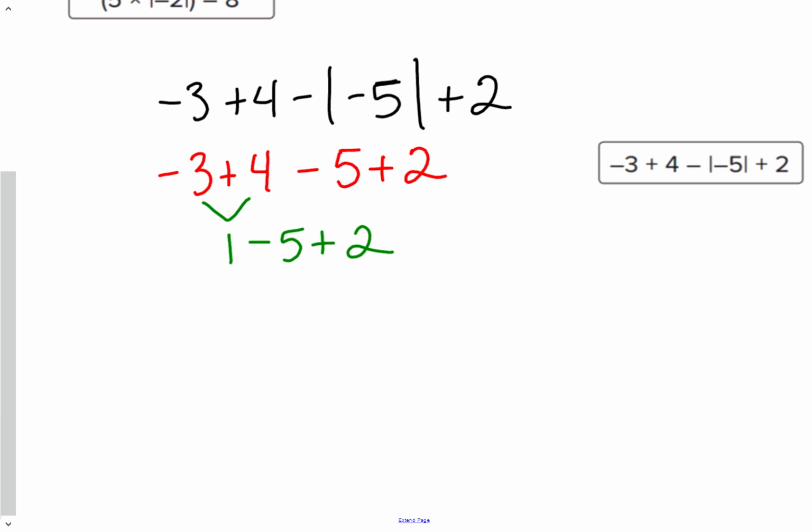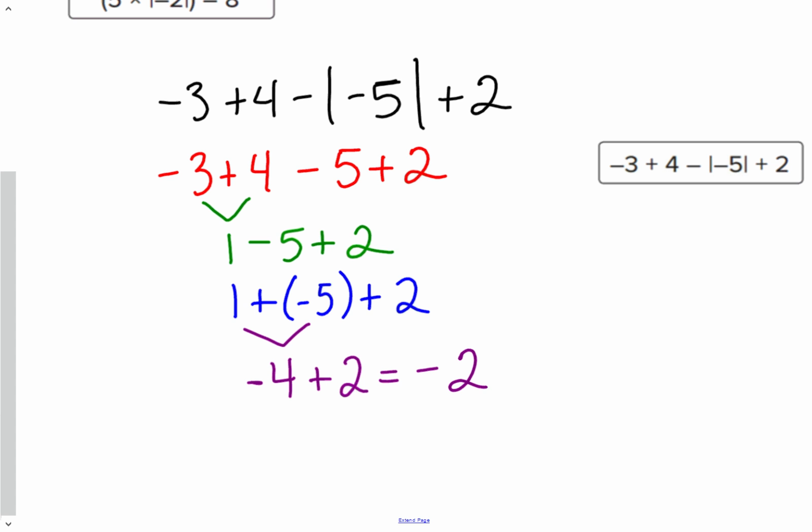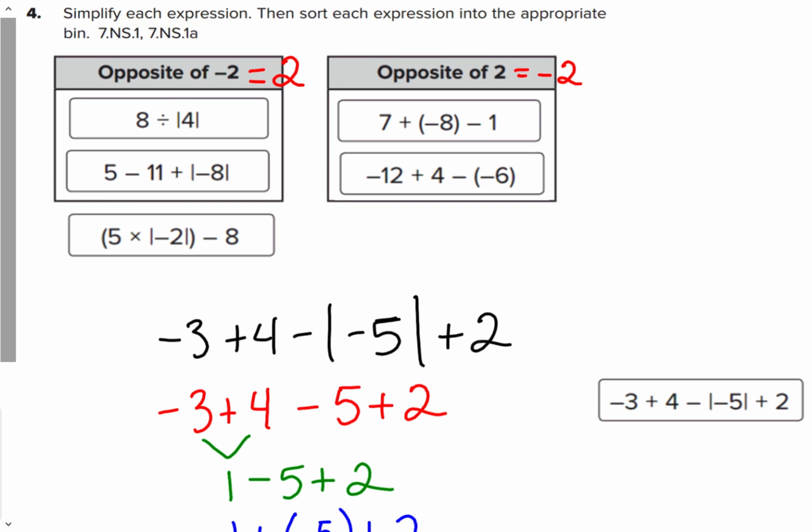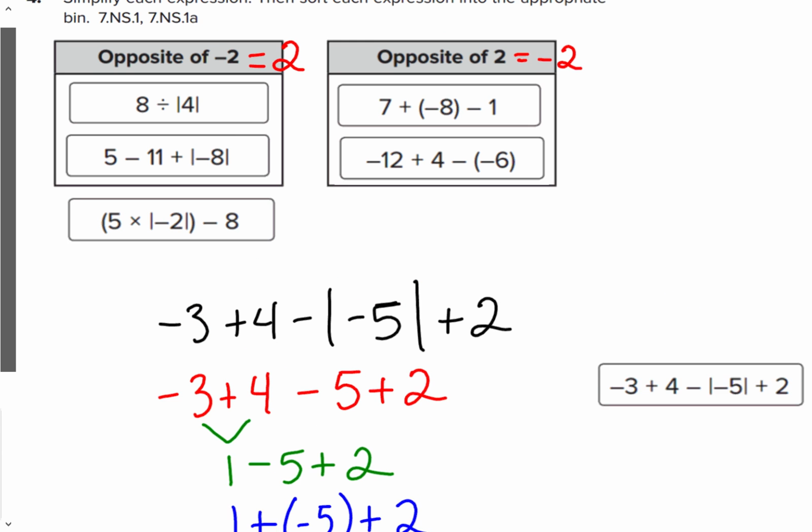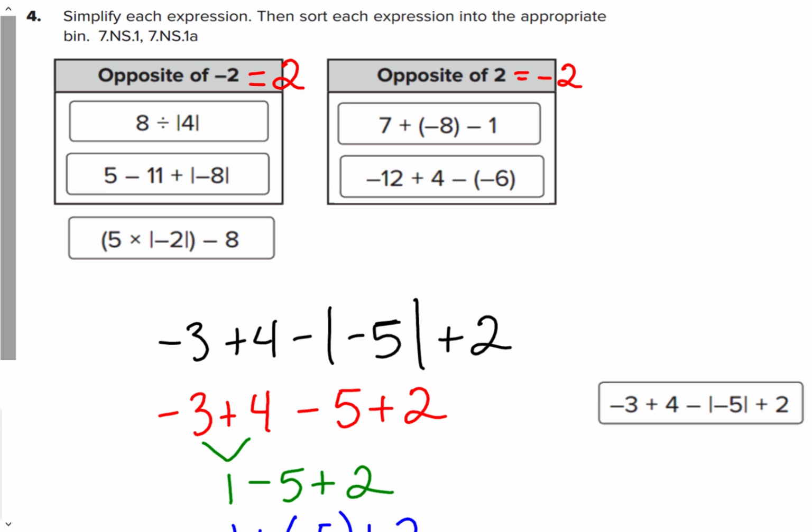All right, writing down the rest of the problem. I do have subtraction. Let me change that first. So 1 stays the same. Subtraction turns into addition. The opposite of 5 is -5. Okay, so now 1 plus -5, they have different signs. So 5 minus 1 is 4, more negatives, so the answer is negative. So -4 plus 2 is going to equal -2. They had different signs. I subtracted them. I had more negatives. Okay, so this answer is -2, which is the opposite of 2. So this falls into this category.